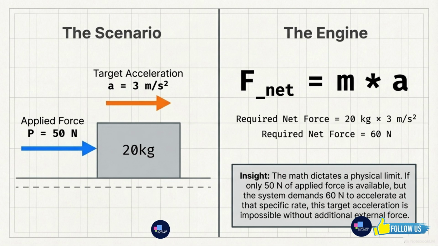It simply says that if you have a resultant force, an unbalanced force, it will cause an object to accelerate. F net equals m times a. You will use this equation again and again and again. It is everything in dynamics.